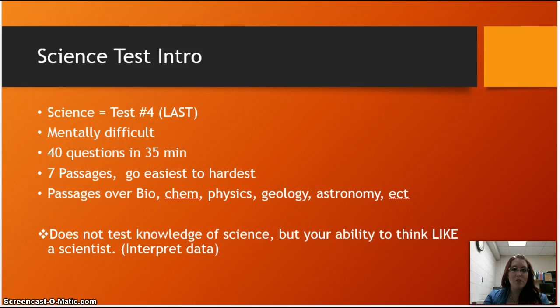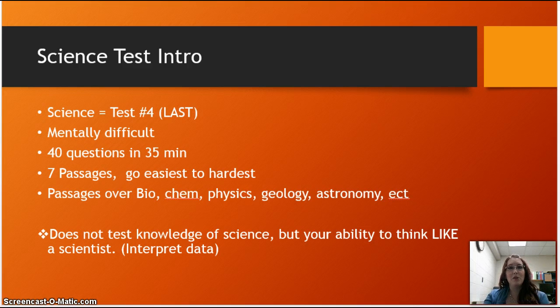There are going to be 40 questions in 35 minutes, so that means less than 1 minute per question if you're going to finish the whole test. There are 7 passages for this test. They go easiest to hardest, and they cover anything that is science related: biology, chemistry, physics, geology, astronomy. It's okay if you've never taken an astronomy class, because everything will be provided to you for you to answer the questions in the passage.